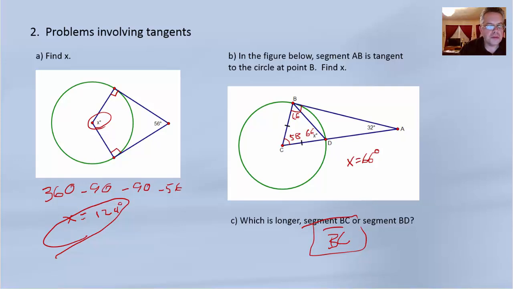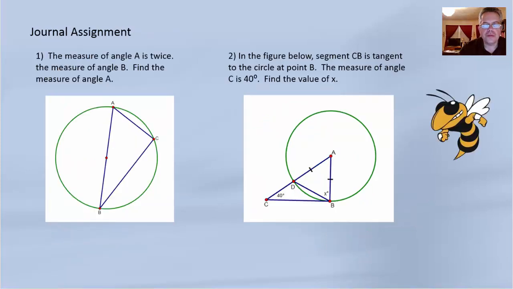All right, here we go. Guess what it's time for? It's journal time. Okay, so here's one problem of each. In number 1, the measure of angle A is twice the measure of angle B. Find the measure of angle A. Remember, this is a diameter, so C's got to be 90 degrees because this is a semicircle over here. Okay, in this figure, kind of like the last one we did, CB is tangent to the circle, and it makes a right angle with AB. Got to find X. Okay, good luck.